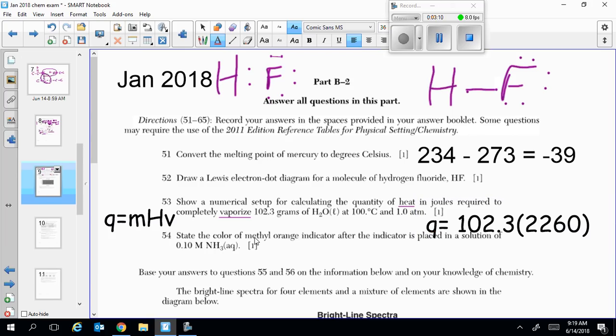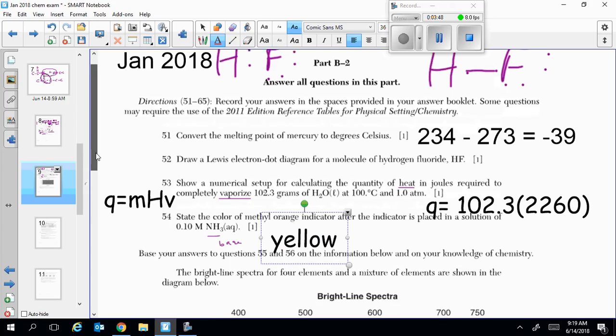Next one, state the color of methyl orange indicator that's placed in 0.1 molar NH3. So first of all, NH3 is a base. And so because it is a base, I know the pH is greater than 7. So what I need to do is I need to go to table M and see what color it is in a base. Table L is right above it, reminding me that NH3 is a base. All right, methyl orange, when it is a base, it would be yellow. So yellow would be my answer here.